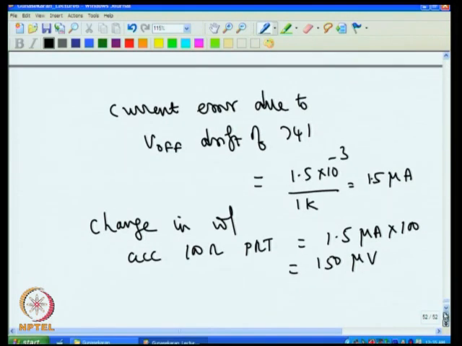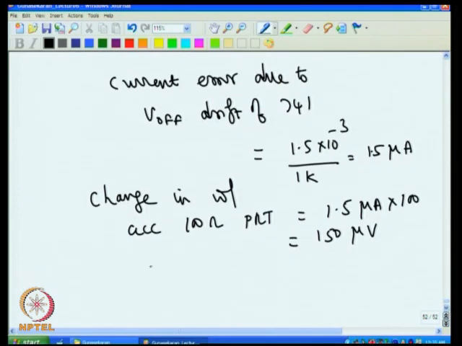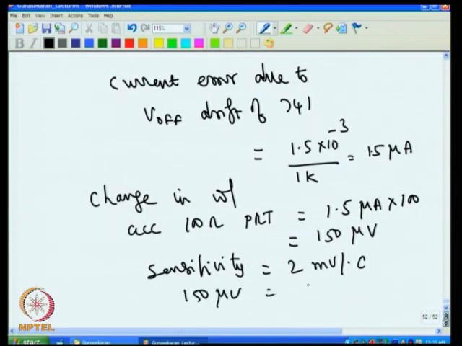So 150 microvolt is the expected change in voltage across the PRT due to the offset voltage drift. But the sensitivity at this point is again equal to 2 millivolt per degree C. So 150 microvolt, if I convert into millivolt, is 0.15 divided by 2 degree, that is 15 by 200, that is the temperature error, which corresponds to 7.5 by 100, that is 0.07 degree error. It is negligible actually.